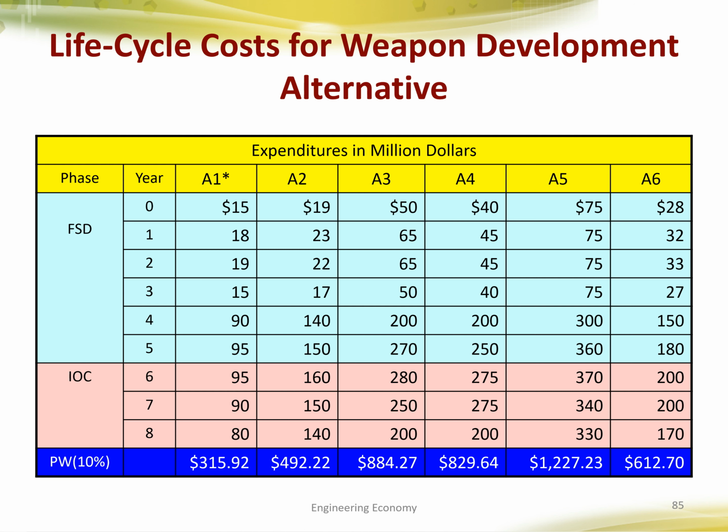So we can list the associated costs here from A1 to A6, and we compute their individual present worth at the interest rate of 10%.